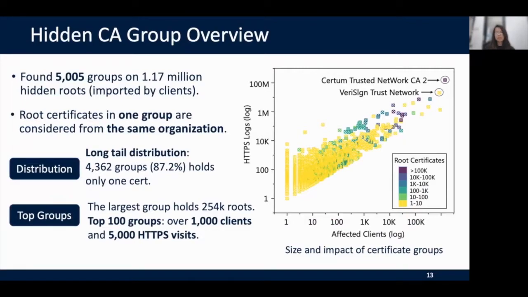Besides, the certificate grouping algorithm produced 5,005 hidden root groups. The roots in one group are considered to be held by the same organization. The size and impact distribution of the groups are shown in the figure, which is a long-tail distribution, as expected. We also take a closer look at the big groups, taking the top 100 groups as the benchmark to explore the activities and sources of hidden roots.